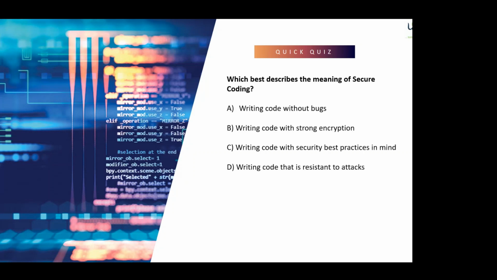This is a quick quiz, and I want everybody to drop their answers in the chat. The quiz says, which best describes the meaning of secure coding? A, writing code without bugs. B, writing code with strong encryption. C, writing code with security best practices in mind. D, writing code that is resistant to attacks. Let's go. I want to see your answers in the chat box, please. You either put A, B, C, or D.